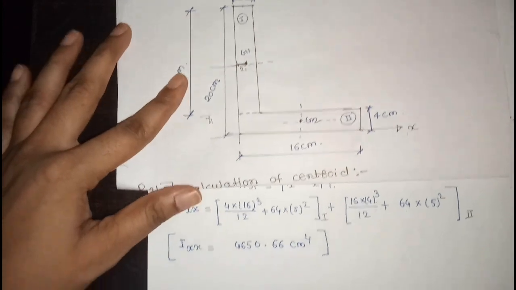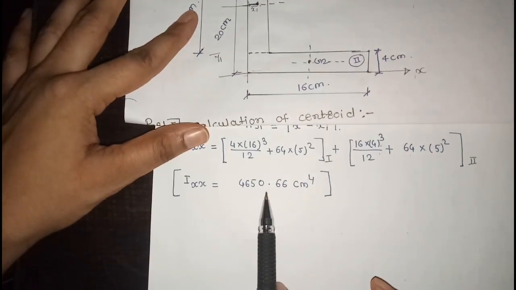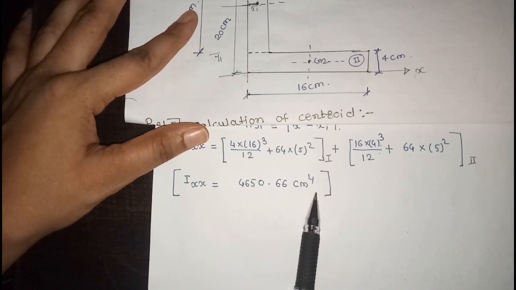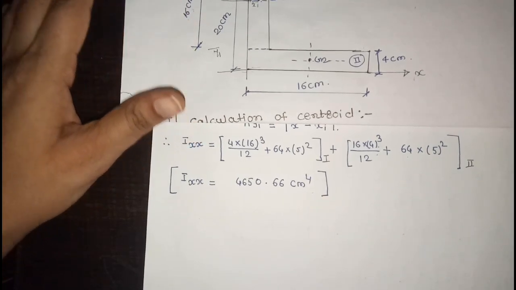Then we get Ixx is equal to 4650.66 centimeter raised to 4. Okay.